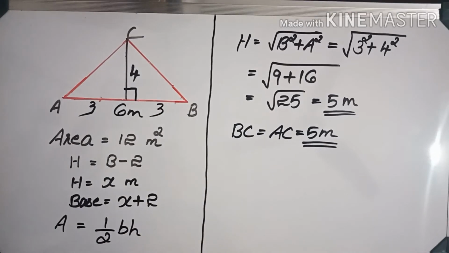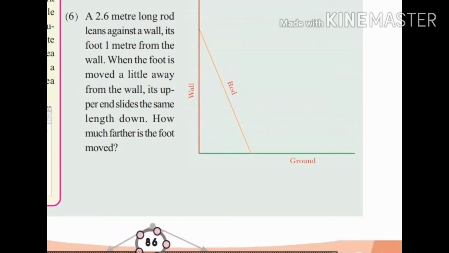Okay. Next is question number 6. A 2.6 meter long rod leans against a wall, its foot 1 meter from the wall. When the foot is moved a little away from the wall, its upper end slides the same length down. How much further is the foot moved? Okay, first let's draw the rough figure. Then only it will be clear.